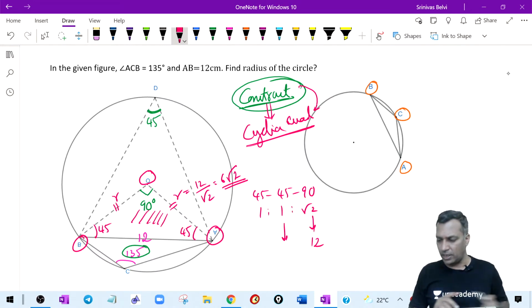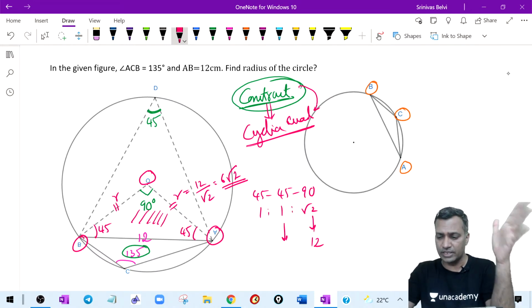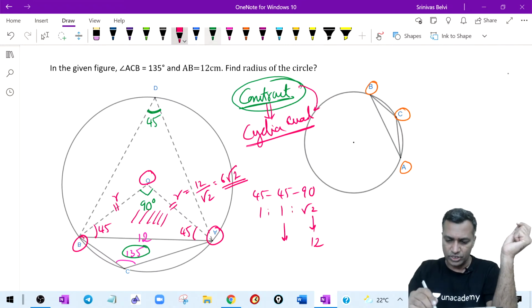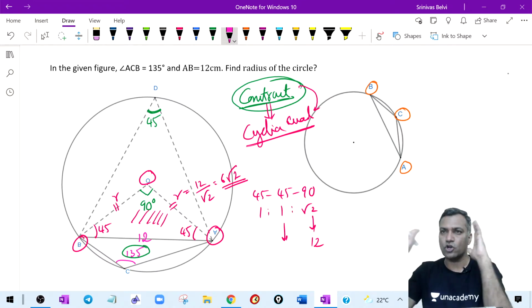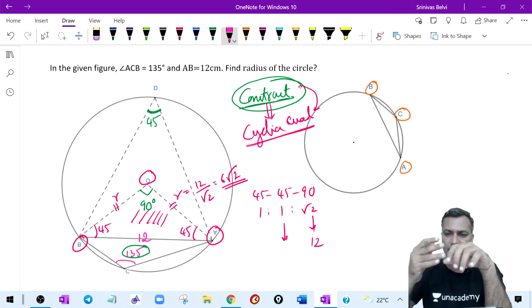Are we good to go to the next one? Guys, are you all learning something? Good revision happening? All your concepts of circles are coming to the surface. Yes, no?